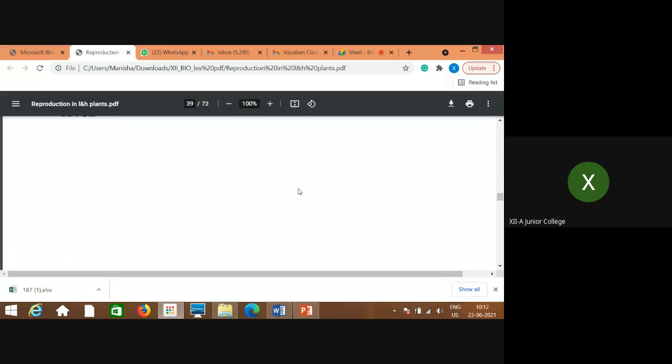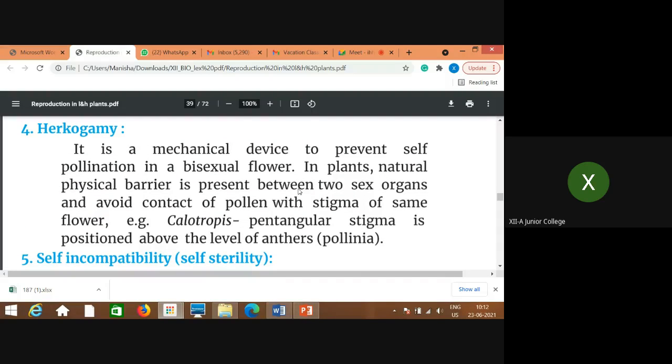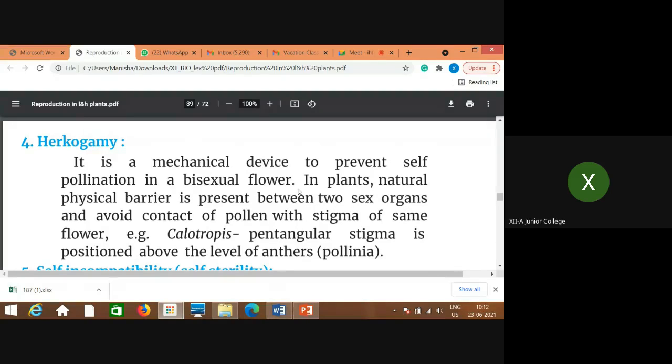Then next is hercogamy. Again, here is another criteria where only cross pollination is possible. Here is the mechanical device to prevent self pollination in a bisexual flower. Mechanically, in that plant, naturally, the plant itself is a barrier. That means those floral parts, the sex organs themselves, become a physical barrier. That means what? Their height or the position of these sex organs is made naturally in such a way that they cannot come in contact with each other easily, so that it avoids the contact of pollen with the stigma of the same flower.